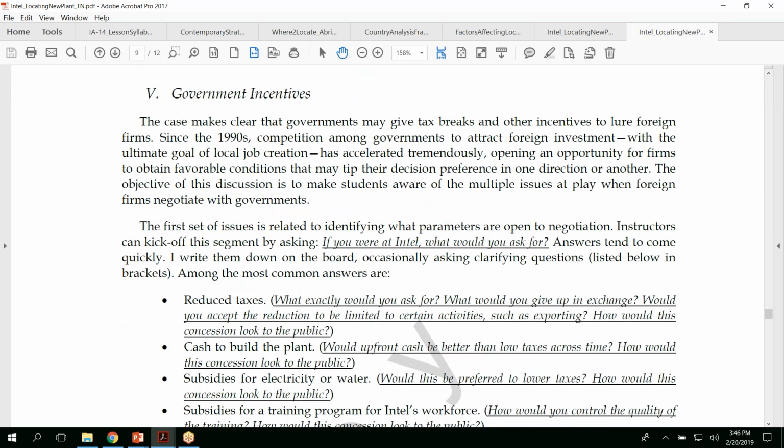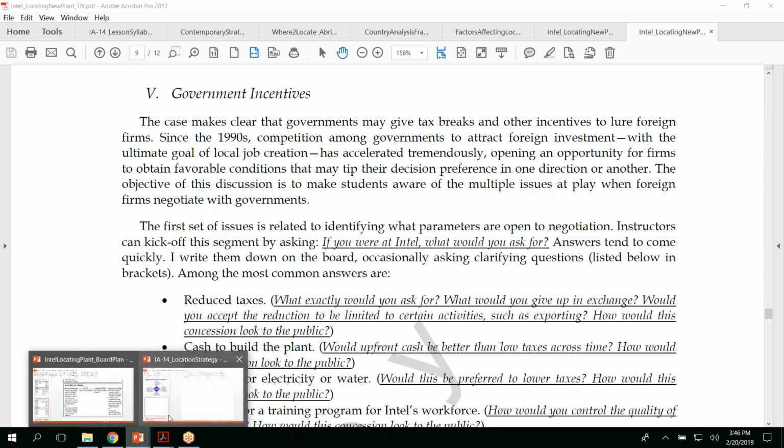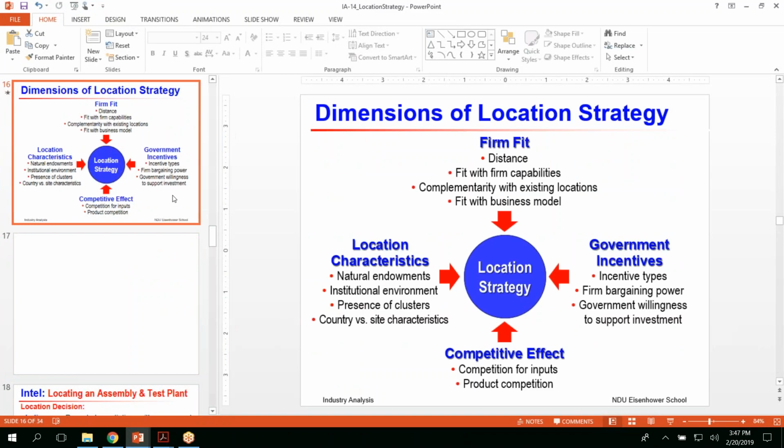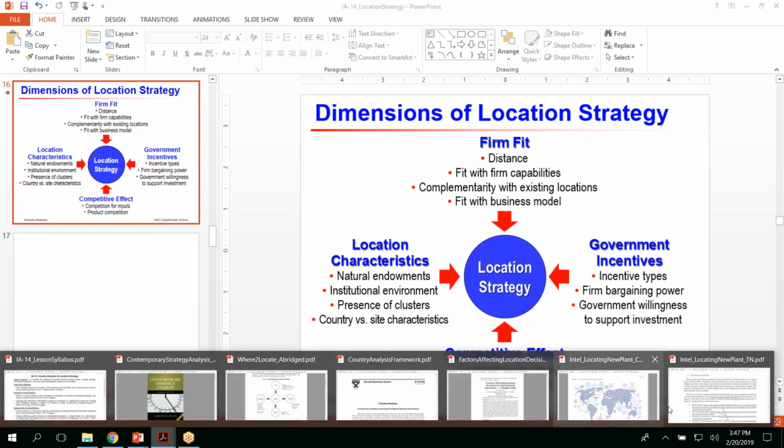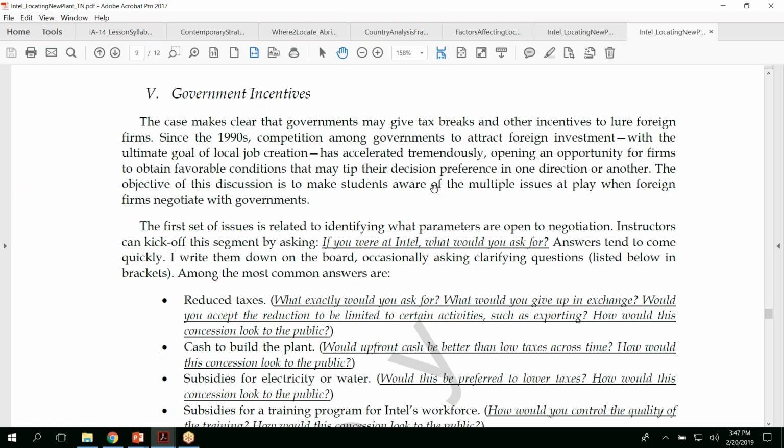And so when you talk about government incentives, going way back to the framework here, actually, let me go back. So remember the framework here. The idea of government incentives is that you want to think of what the various incentives available are, but also the firm's bargaining power relative to the government's willingness to support investment. As you'll see in the teaching note, the first thing is you can say, well, what would you ask for? What type of incentives do firms care about, right?